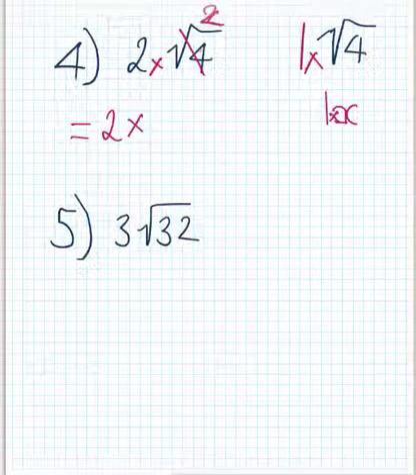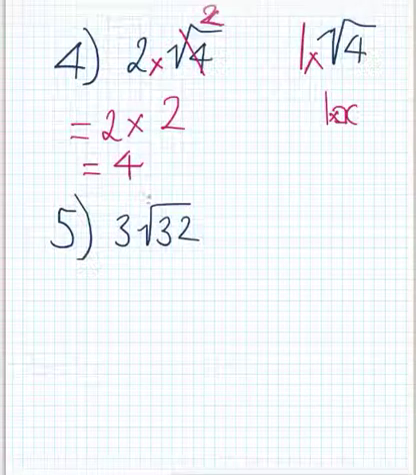It's not a surd, so instead of the square root of 4, I'll write a 2. And what is 2 times 2? Because they're both whole numbers, I can work it out. 2 times 2 is 4. And that's our final answer.